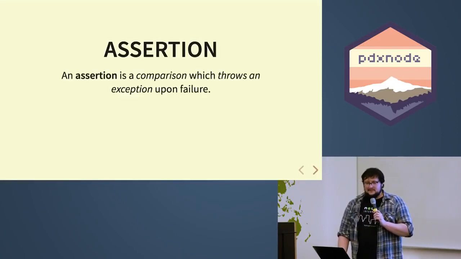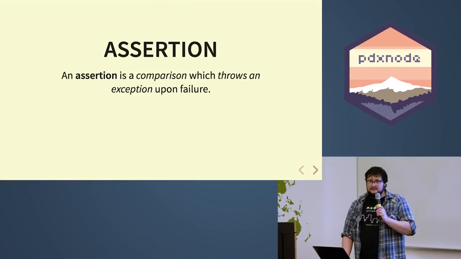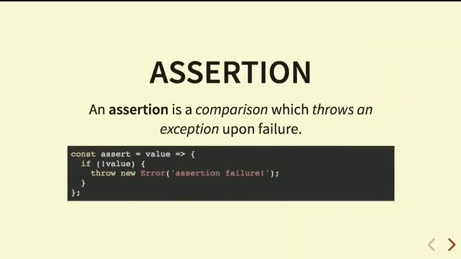And it's really trivial to write your own assertion function. Here's an example. You pass assert a value. If that value evaluates to falsy, throw an error. That's basically what an assertion is. In testing, you're going to make a lot of assertions in your tests. That's kind of the idea.